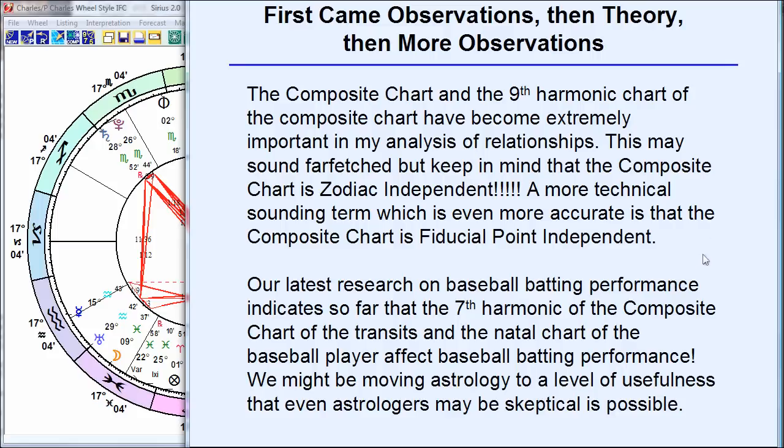But it's looking very promising that one of the best predictors of baseball batting performance is the seventh harmonic chart of the composite chart. You take the transits at the time of the game and the natal chart, you calculate a composite chart, and then a seventh harmonic chart of the composite chart.